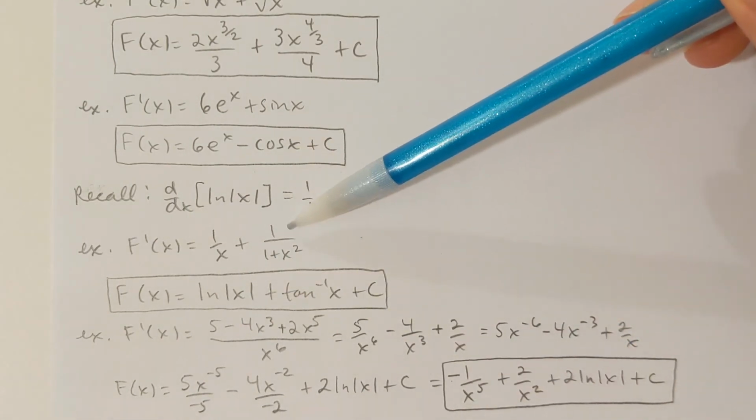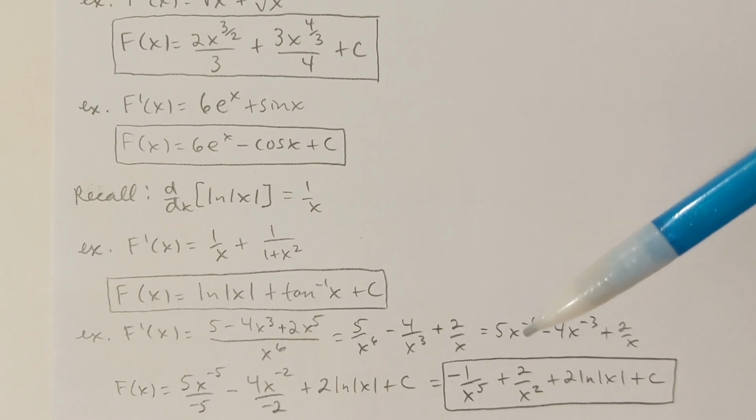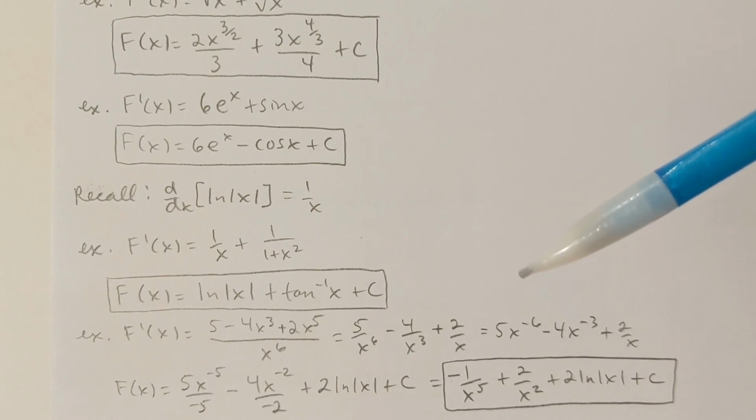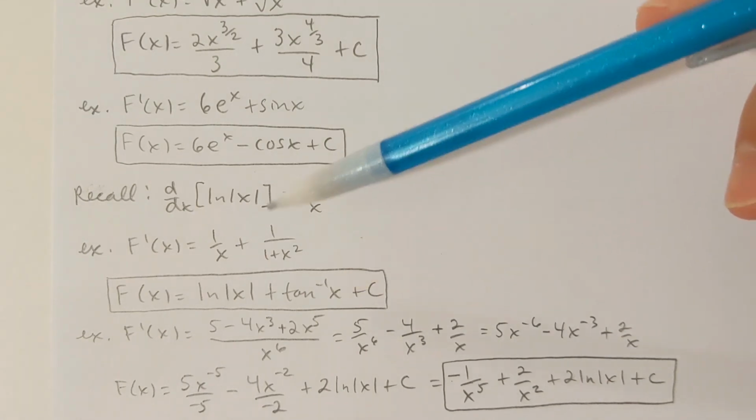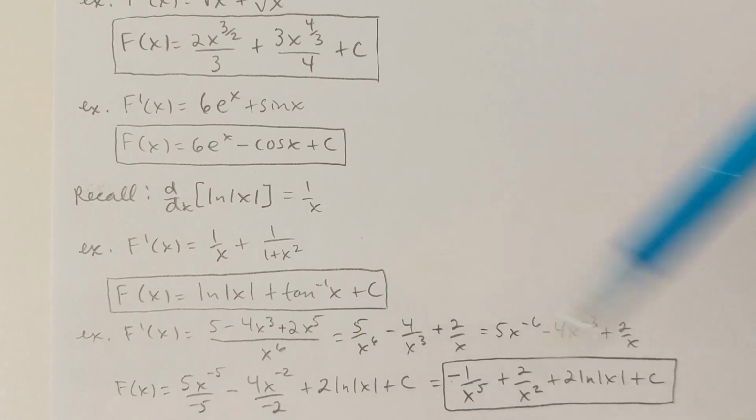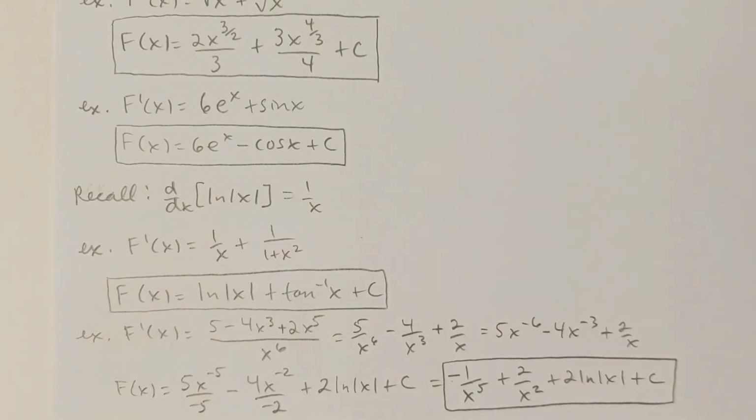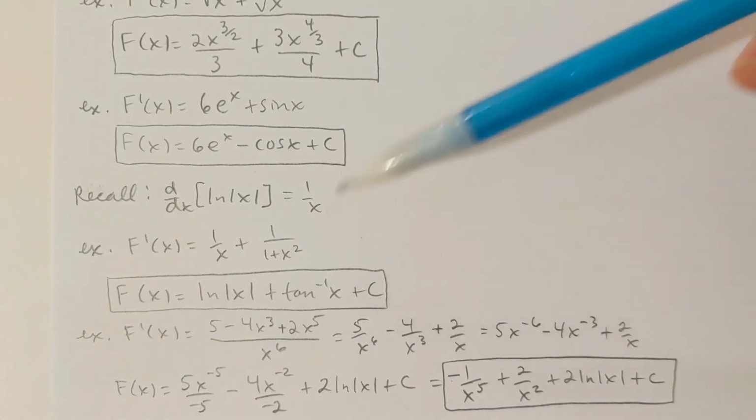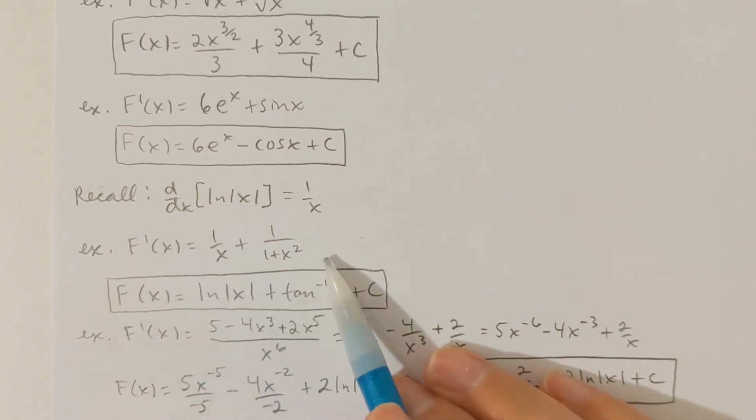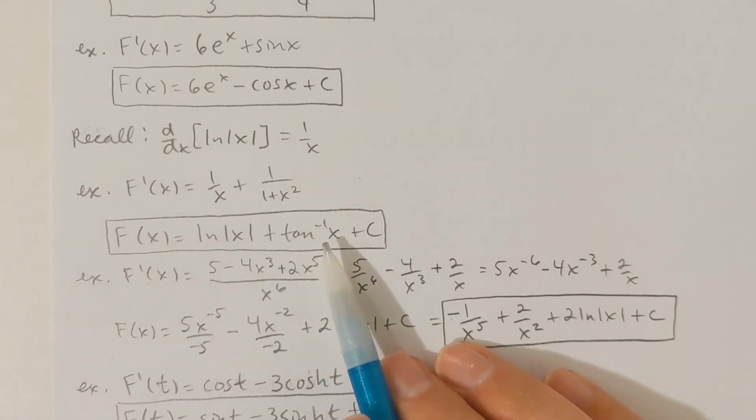What is the antiderivative of 1 over 1 plus x squared? Well, again, it is so important that we remember our differentiation rules. Another way to ask this is, what function has a derivative that is 1 over 1 plus x squared? Well, that'd be tangent inverse of x. The derivative of tangent inverse of x is 1 over 1 plus x squared. The derivative of a constant is always 0. So my answer, the antiderivative of this expression, would be f of x equals the ln of the absolute value of x plus tangent inverse of x plus a constant.